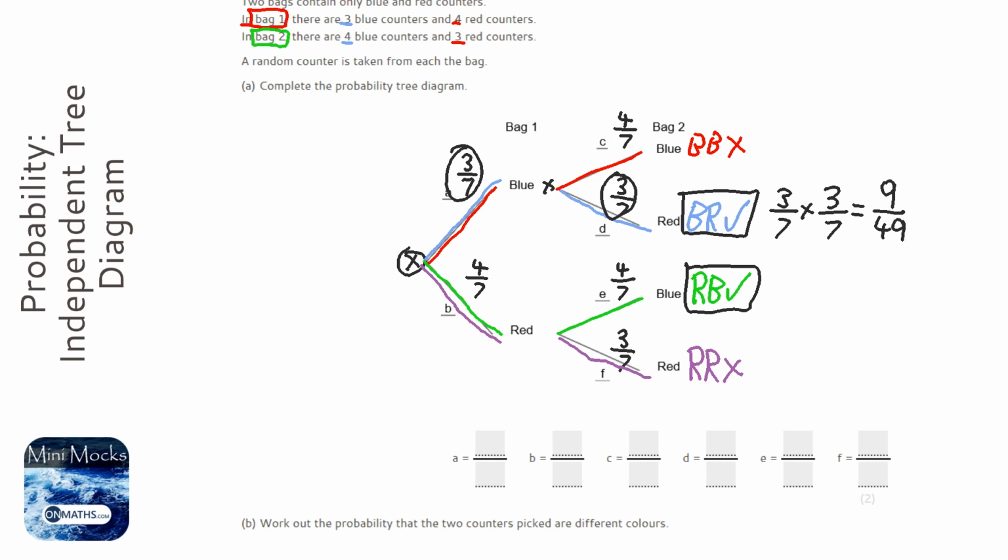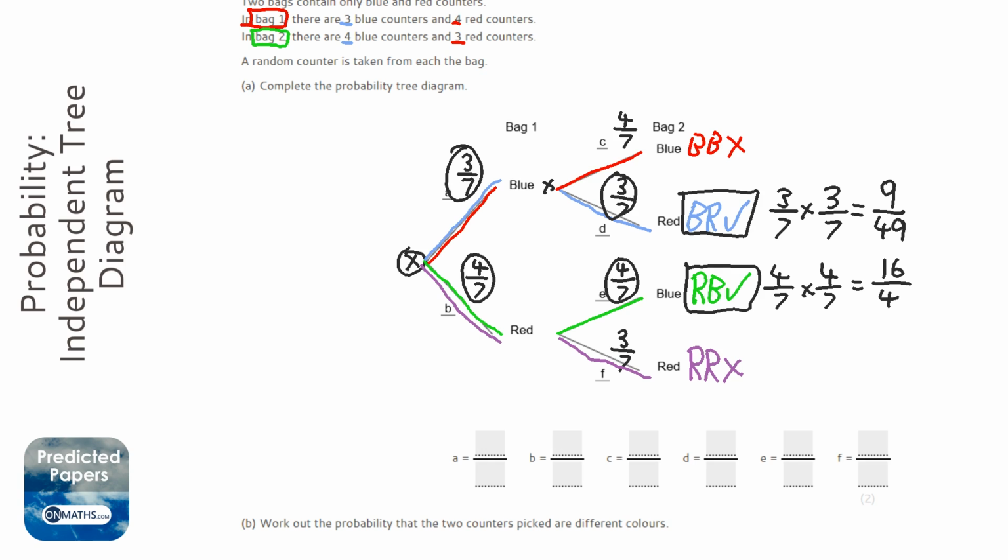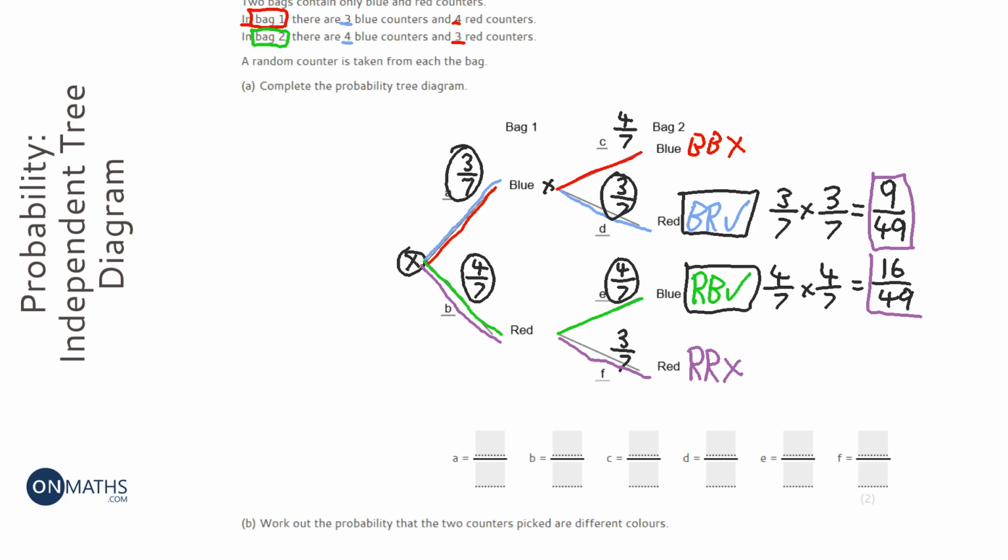Let's do the same with the red and then blue. So we passed a 4 over 7 and we passed another 4 over 7. And let's times them. So that's going to be 16 over 49. Now this is the problem, is we end up with 2 fractions. Well, we need one answer. So we need to find some way of combining those together.